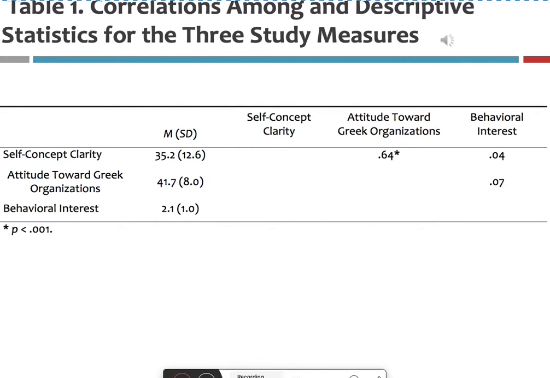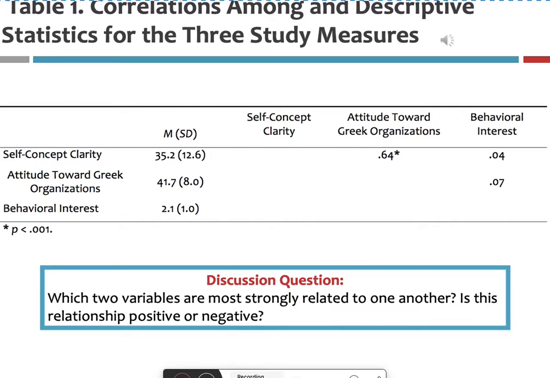So in addition to presenting your research in the write-up, you also present your findings, your statistics, in a table that looks like this. And so here we see where they're listing the variables: self-concept clarity, attitude toward Greek organization, and behavioral interest, where there are 3 variables. They report the means, and standard deviations are in the parentheses here. And then they're showing you this matrix of the correlation between the variables.